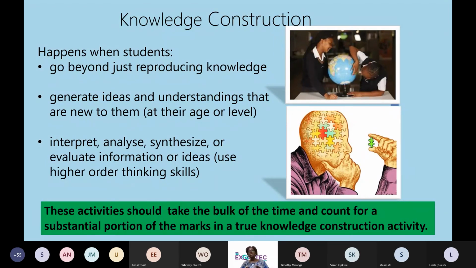So these activities should take the bulk. When you're doing an activity in class, if the focus of your class activity is knowledge construction, then it should actually take a substantial portion of the mark for that particular activity. Knowledge construction should be the focus of that activity. So that is a bit for knowledge construction.